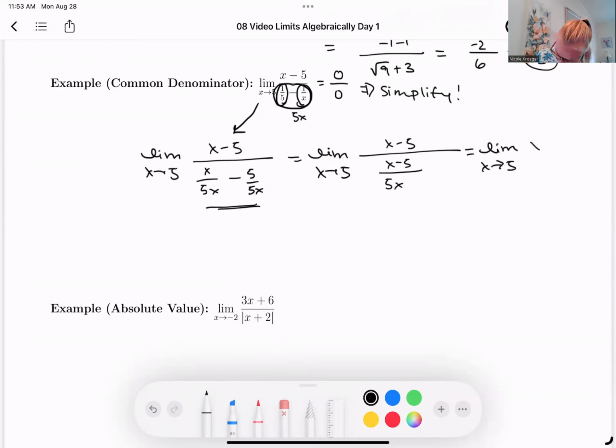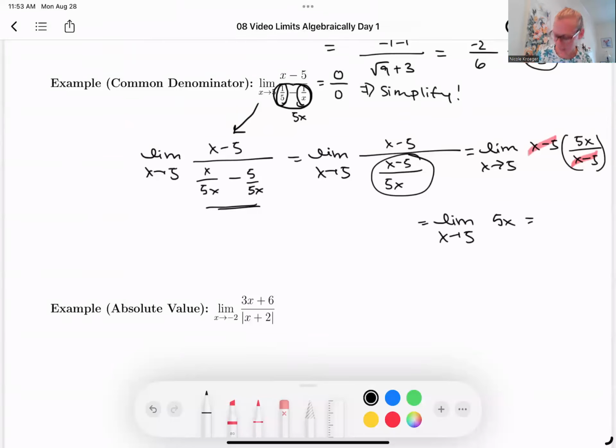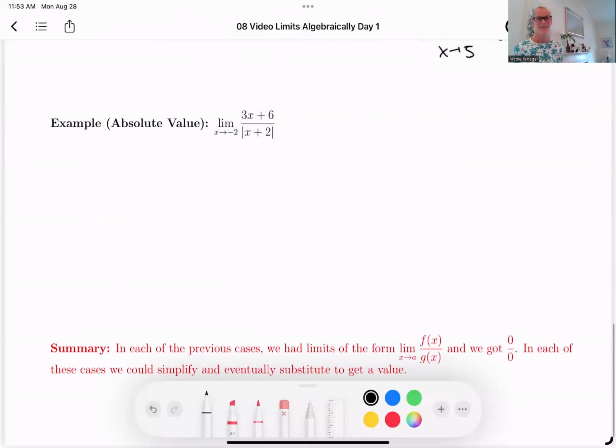So I multiply by the reciprocal of this, because that's how dividing fractions goes. So the reciprocal is 5x over x minus 5. The beauty now is that these cancel each other out. So we're left with the limit as x approaches 5 of 5x. Now we can plug our 5 in and we get 25 out. Okay, lots of examples, okay? One last example where we have absolute value and we have to figure out what happens.